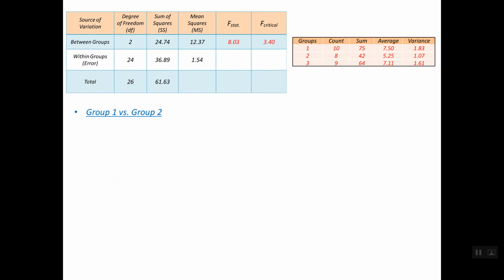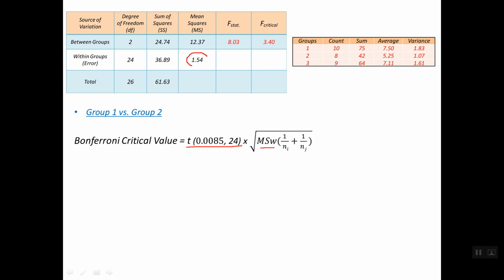Okay, let's calculate the Bonferroni critical value first for group 1 and group 2. This is the Bonferroni critical value formula regarding the value of t at 0.0085 and degree of freedom 24. It has already been calculated. Regarding mean square within, it is 1.54. It is inside the one-way ANOVA table. And regarding n sub i and n sub j, n sub i will be n1 and n sub j will be n2.